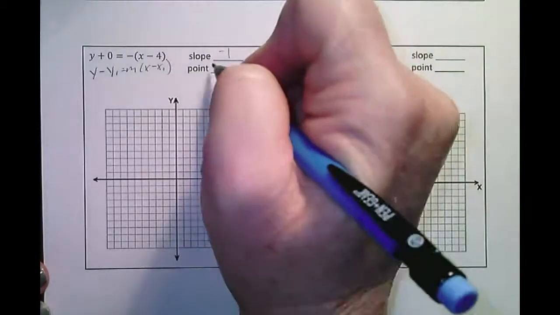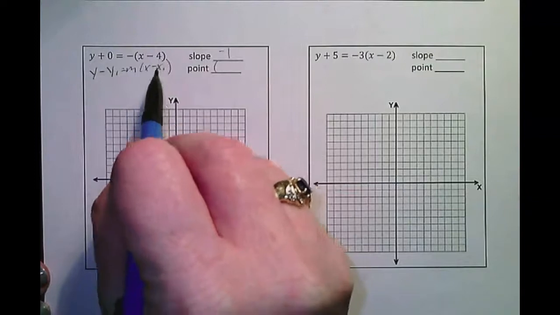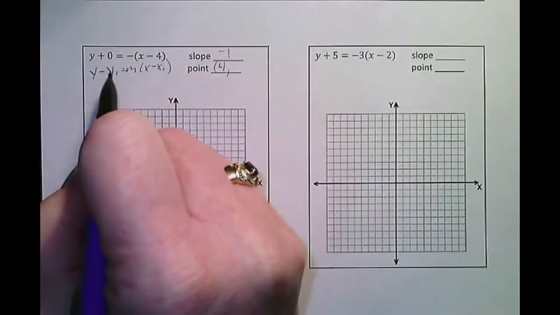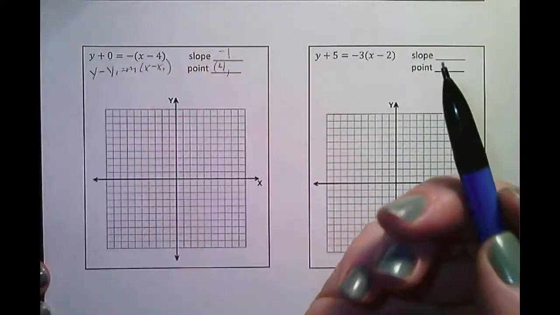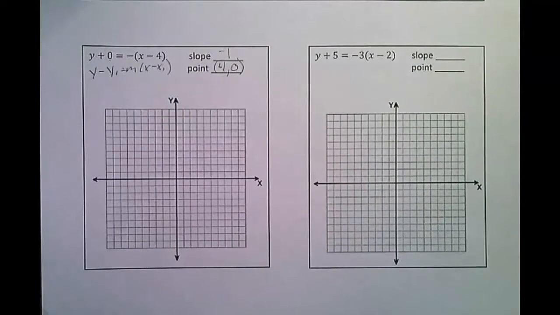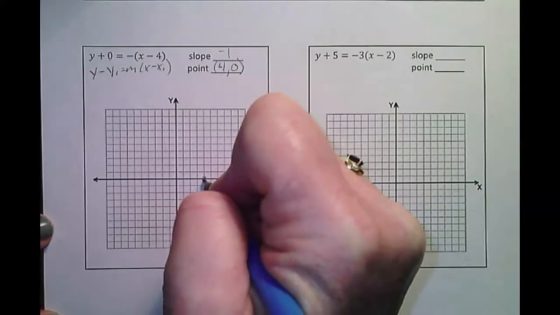The point I've been given. Well, my x sub 1 minus 4, yep, that'd be a 4. My y sub 1, well, it says plus 0. Well, it doesn't matter if it's negative or positive, it's 0, so the point is 4, 0. So from here, I would plot the point 4. So 1, 2, 3, 4, 0 is right here.